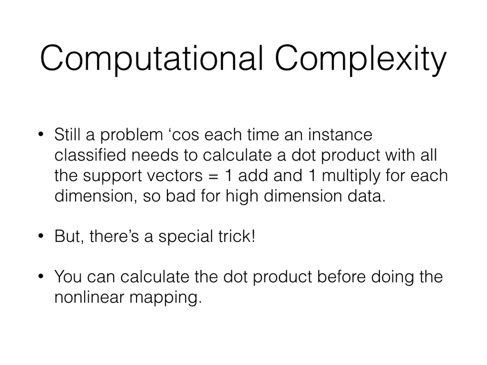Computational complexity is still a problem, because every time we need to classify an instance, we need to calculate the dot product with all of the support vectors, which is one add and one multiply for each dimension. So it could be quite a problem if we have high dimensional data. But it turns out that we can use a special trick called the Kernel Trick. We can calculate the dot product before we do the nonlinear mapping, so we don't need to do that nonlinear mapping.